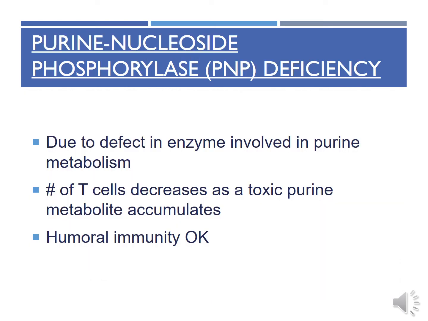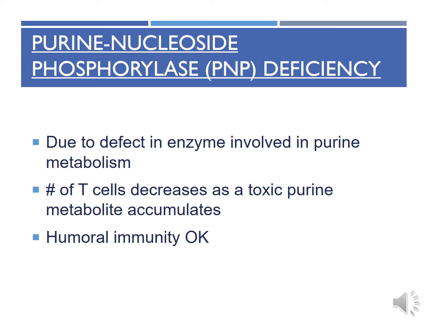The next deficiency we will be talking about is the purine-nucleoside phosphorylase deficiency, or PNP. PNP deficiency is a rare autosomal recessive trait which usually presents in infancy with recurrent, chronic infections. We could also see oral and cutaneous candidiasis or Candida infections, skin infections, UTIs, and typically failure to thrive.